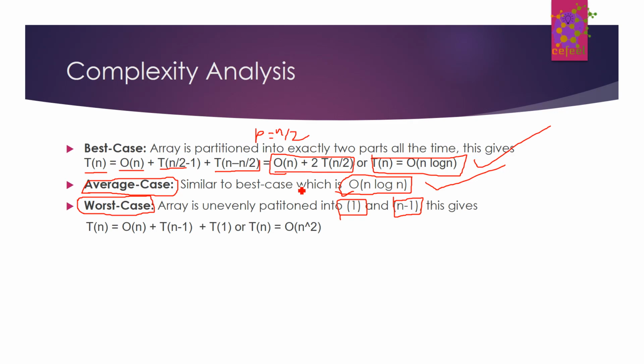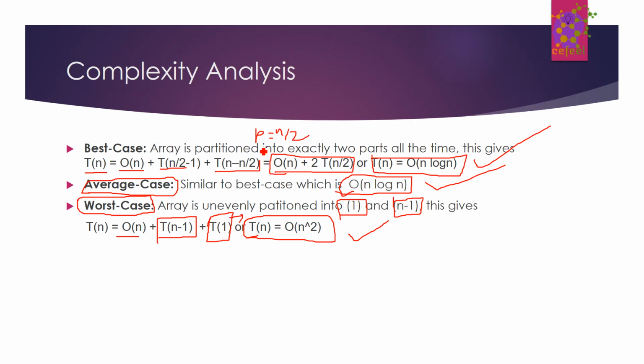But what happens in this case? Let's just put the values in our recurrence relation. We have T(n) is order n, and we have two subarrays now. One is n minus 1 and one is 1. So T(1), let's say, is probably just a number, a constant. If we solve this recurrence relation, we will have T(n) equal to order n square. So in the worst case, this actually performs order n square, which is similar to selection sort, insertion sort, and bubble sort.